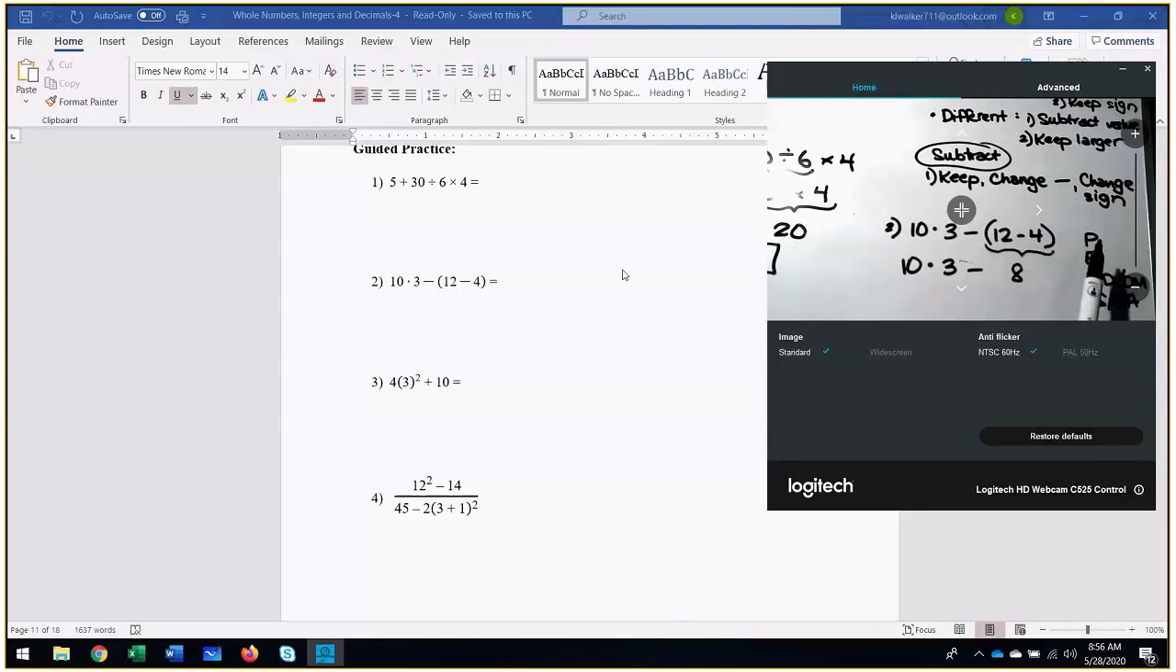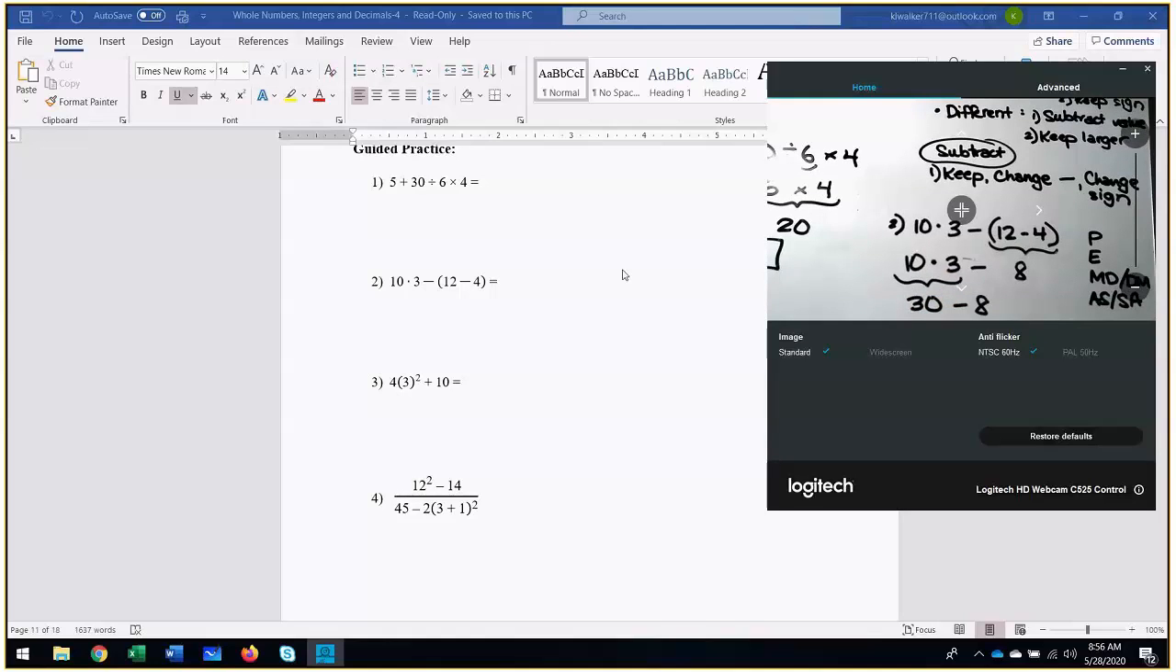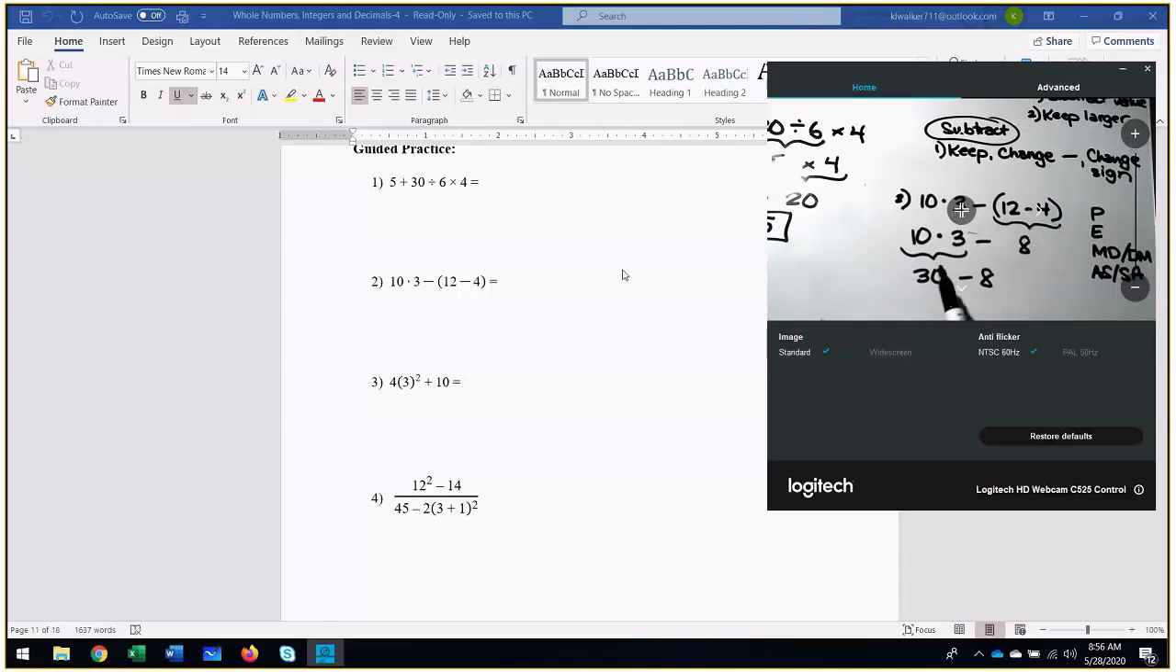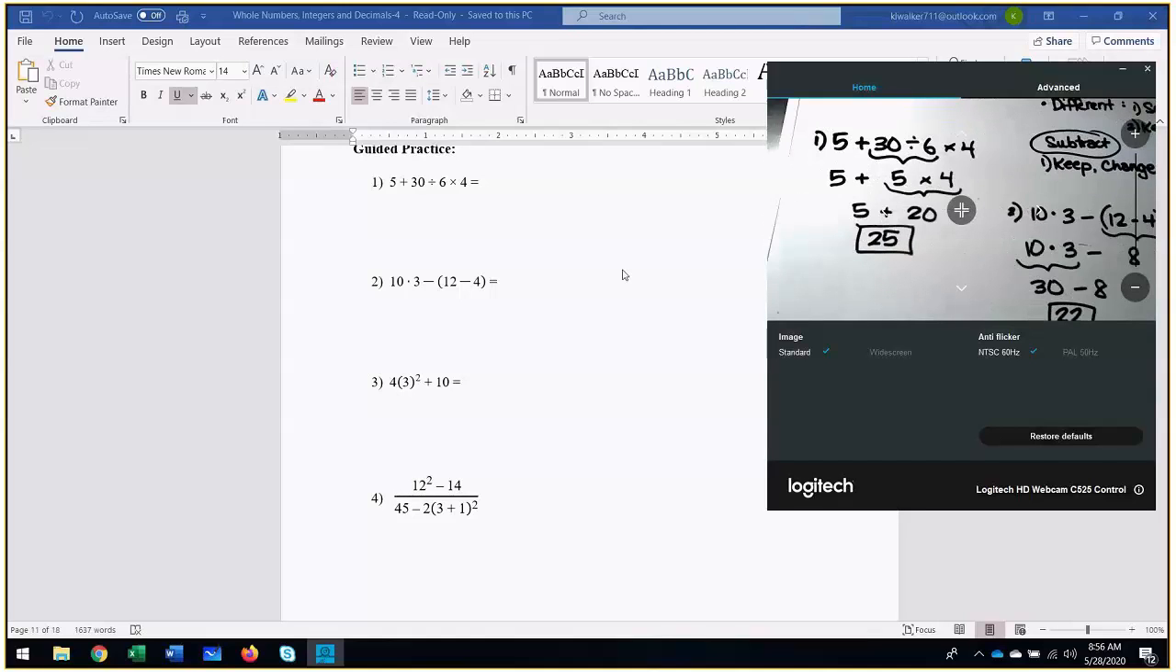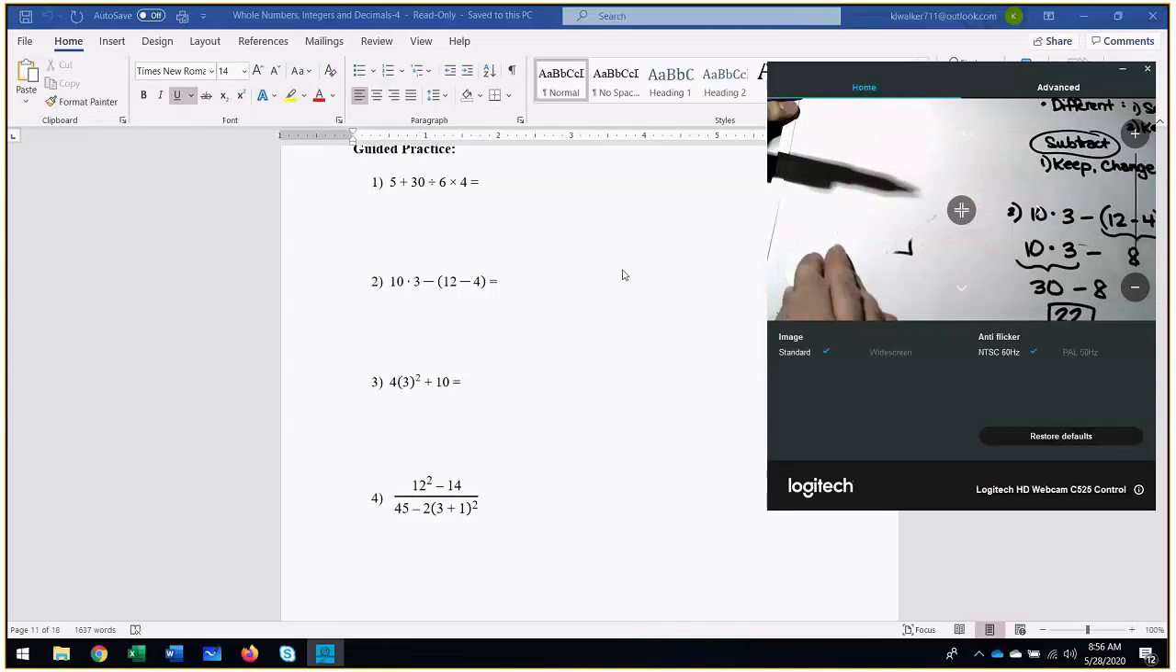Then I want to look for exponents. I don't have any. Multiplication and division, I have that, so I'll do that next. Bring down, and then at the end, the last step should be easy, so I'm just going to subtract this. And that one's done. So far, so good? Yes. Okay.